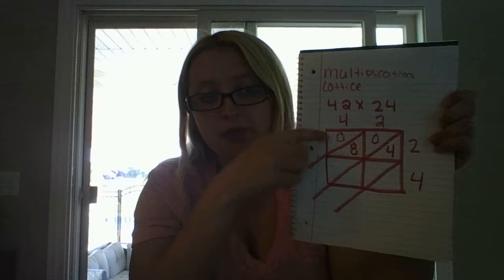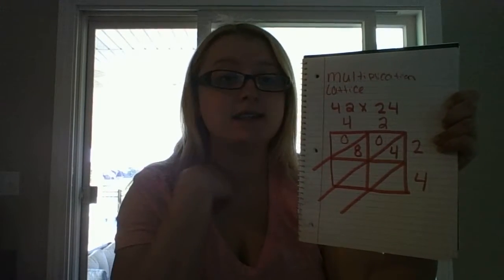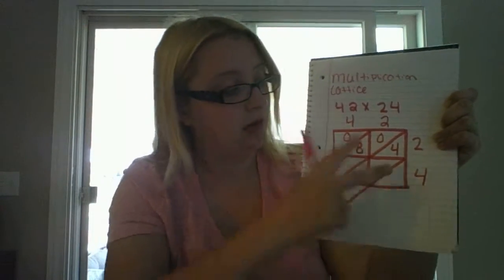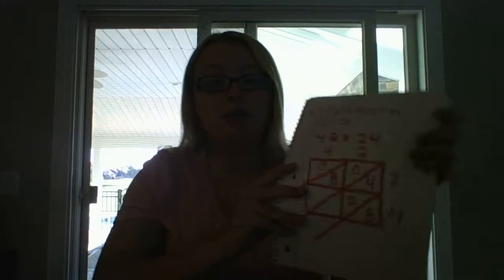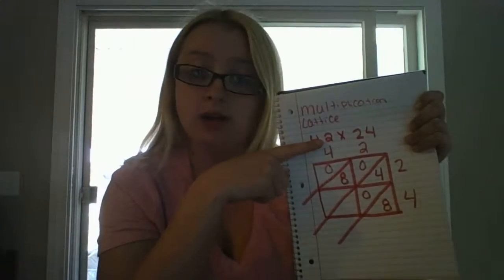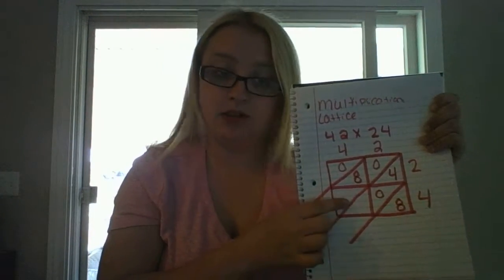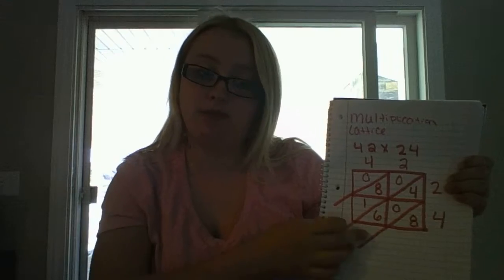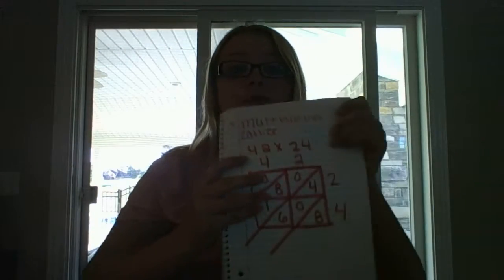Now I finished my top row, so I'm going to go down to my bottom row, where my 4 is. Again, I'm going to do 4 times 2, and I know that 4 times 2 is 8, so I'm going to line these two up and write 0, 8. Then I'm going to do 4 times 4, and that answer will go right here in this box. I know that 4 times 4 is 16, so I wrote my 1 on my top triangle and the 6 on the bottom triangle. Now I have the chart completed.